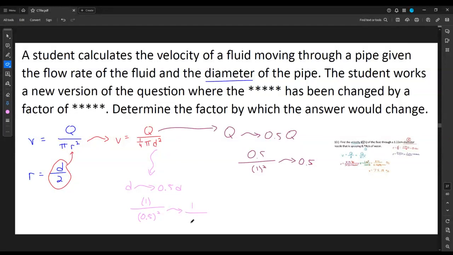All right, so this is going to be 1 divided by the square of the factor. So be very careful with that. So the square of my factor is going to be 0.25, and then it's going to be the reciprocal of that. So for my example, that's going to make 4.